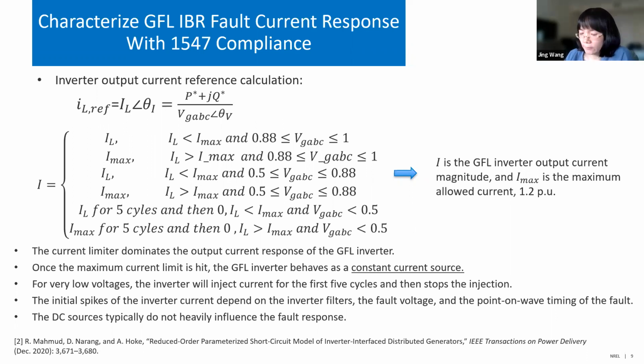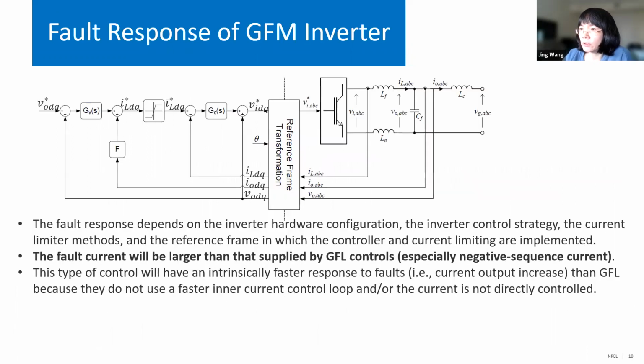For the next few slides, we will look at the grid forming inverter. This is a typical control structure of the grid forming inverter with the outer loop, the grid voltage control, and then the inner reference for the inner current control loop, and then the current limiter and the inner current control loop.